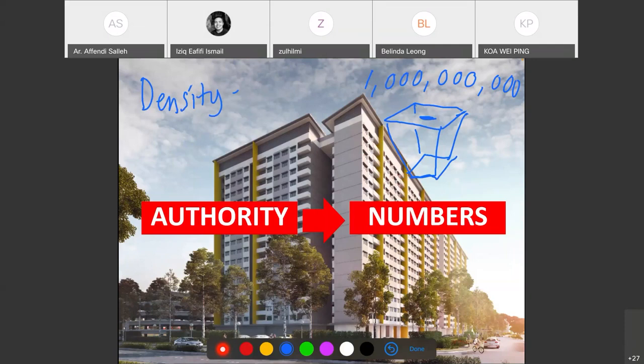density. In this case, gentlemen, in the 3D that you see here, this building is 660 units. It is designed within 10 acres. So it's around one acre to 60 units. This number is imposed by the authority. They ask the developer to build this density, right?